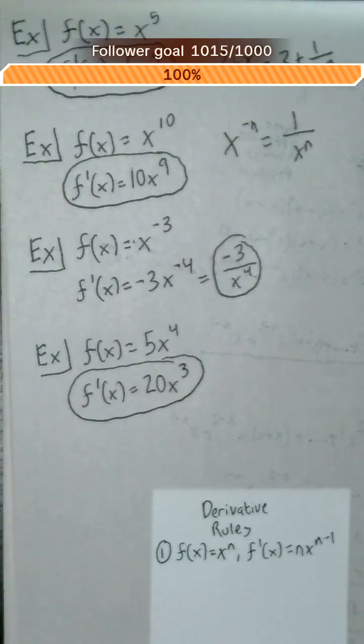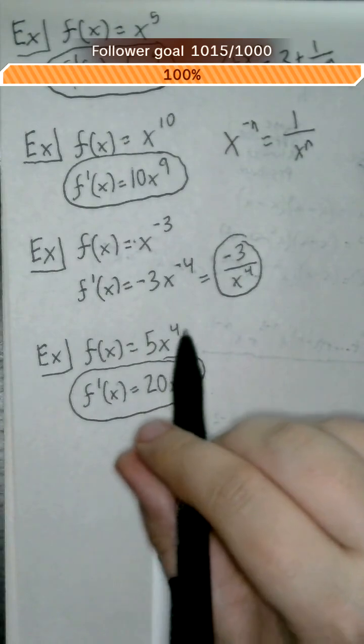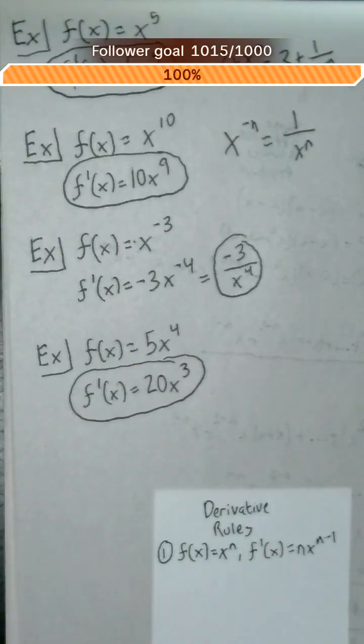Now, here's the thing. I could prove using the limit definition that this is the derivative, but I don't know about you, I think this is a lot faster and a lot easier. What do you think?